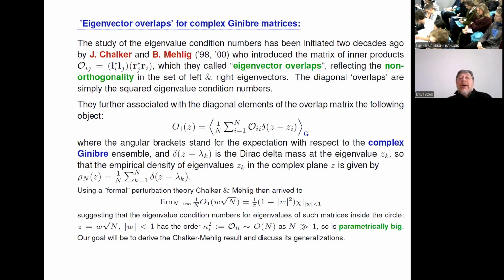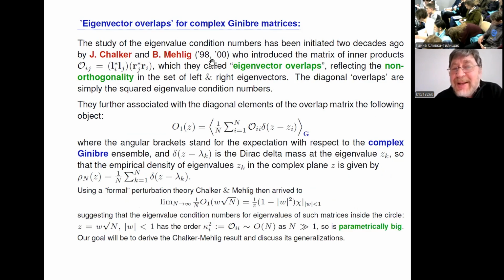Now, although the study of eigenvalues of Ginibre ensemble has a long history starting from works of Ginibre in the mid-60s, it was not until the end of the last millennium when people really got some interest and some meaningful and interesting results about eigenvectors of these matrices.